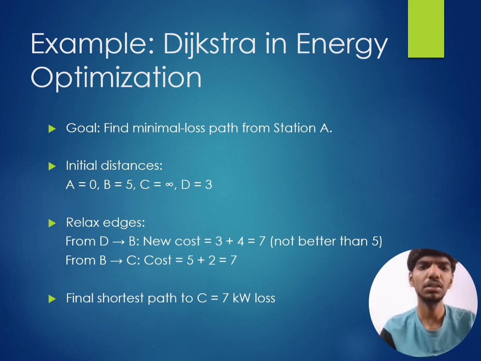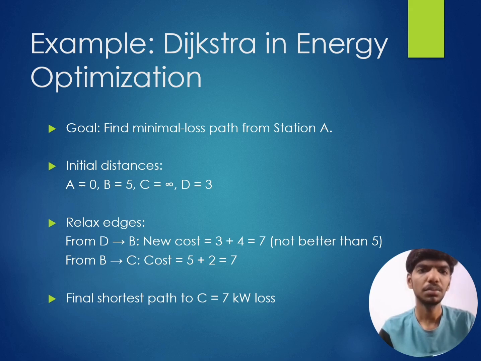Now here is that edge relaxation we talked about. The algorithm essentially asks itself, can I find a better path to B by going through D? Well, the path to D is 3 and the path from D to B is 4. That's a total loss of 7. Is 7 going through D better than 5 going directly? No. So it keeps the original, more efficient path.